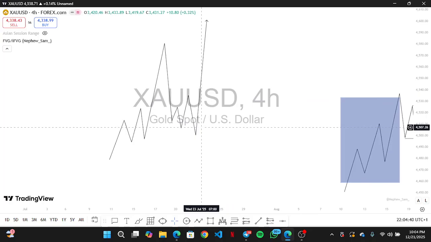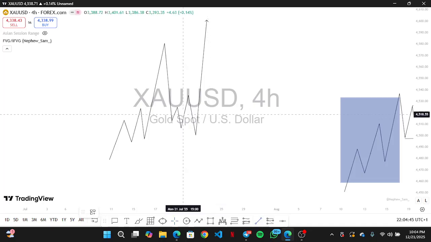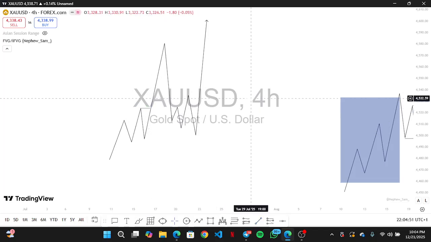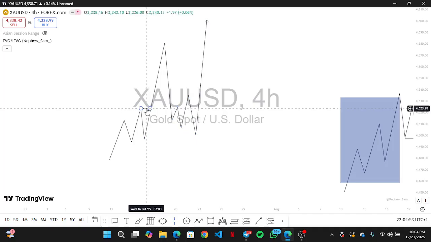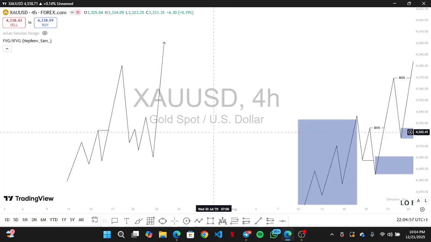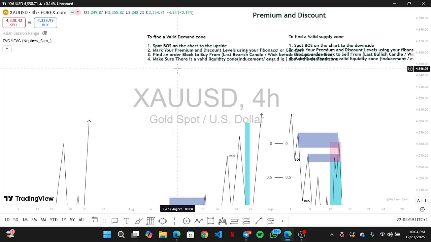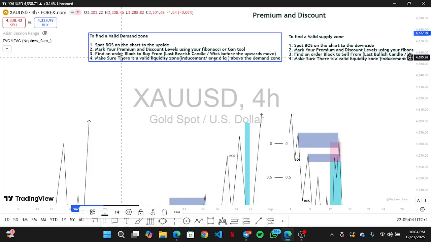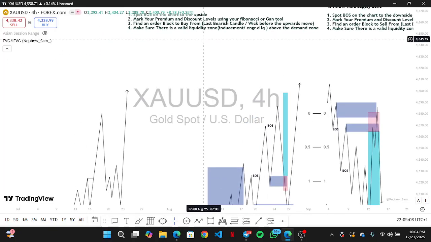This is what I mean by an engineered liquidity before entering. So now, as you can see, price did a break of structure, which was this first step, step one. Let's go through the steps together now. Price did a break of structure here. What was the second step that we wrote there? Spot a break of structure on the chart for a demand zone. Mark your premium and discount level using your Fibonacci or Gantt tool.